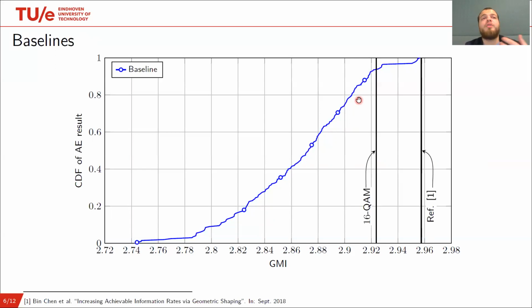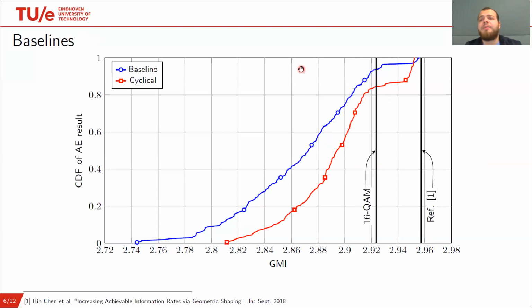First of all, we've decided to use some machine learning methods, such as a cyclical learning rate. With a cyclical learning rate, what we're doing is that throughout optimization, we're changing the learning rate cyclically. And we do see a small improvement in performance, but it's still not sufficient, as over 80% of the constellations are still worse than 16 QAM.